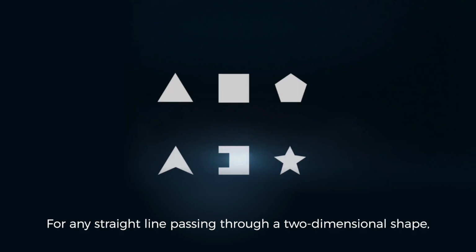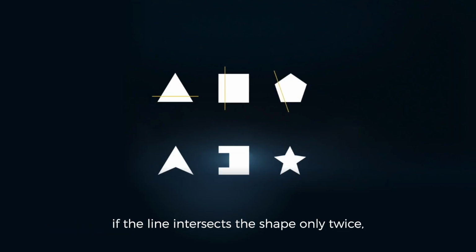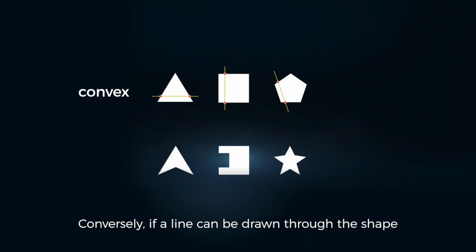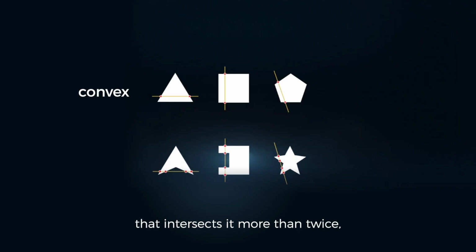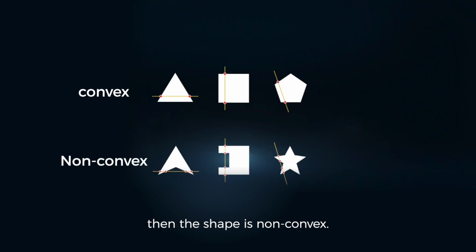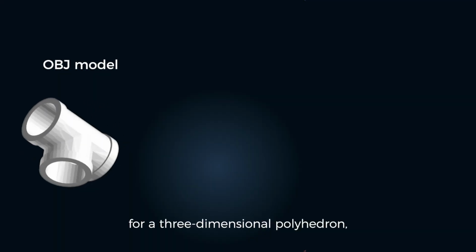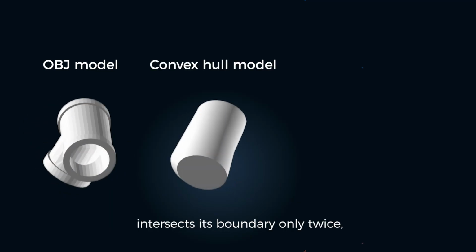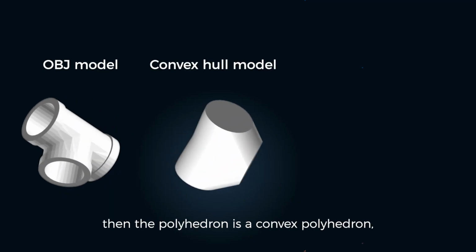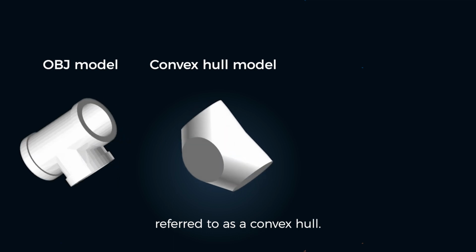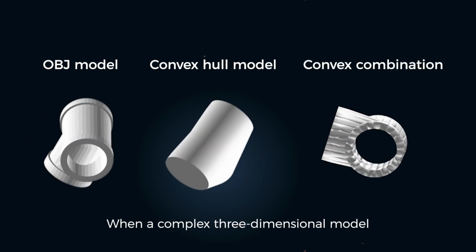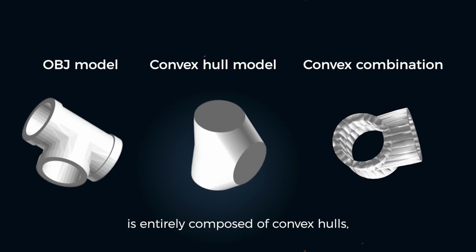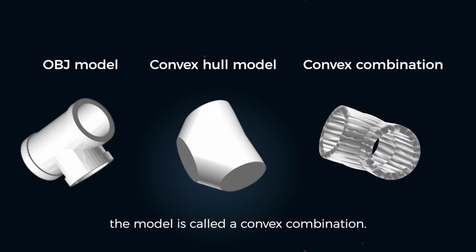For any straight line passing through a two-dimensional shape, if the line intersects the shape only twice, then the shape is considered convex. Conversely, if a line can be drawn through the shape that intersects it more than twice, then the shape is non-convex. Similarly, for a three-dimensional polyhedron, if any line passing through it intersects its boundary only twice, then the polyhedron is a convex polyhedron, referred to as a convex hull. When a complex three-dimensional model is entirely composed of convex hulls, the model is called a convex combination.